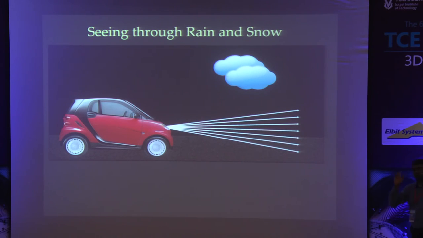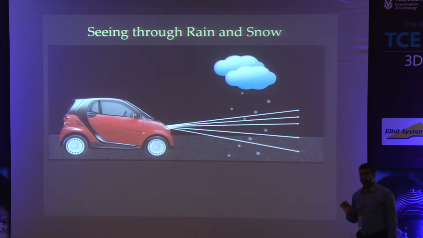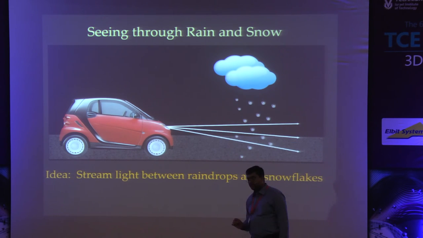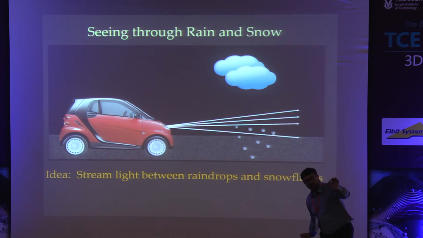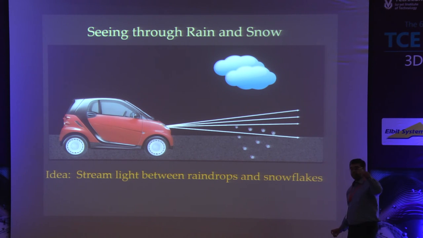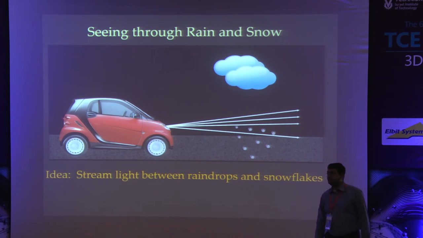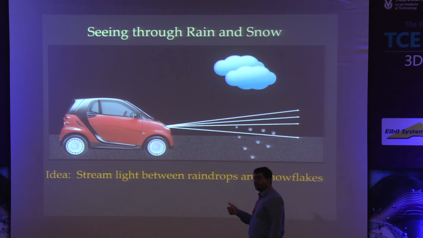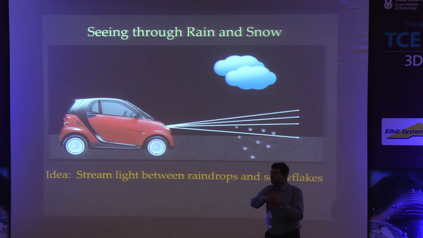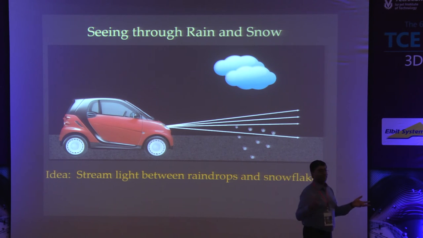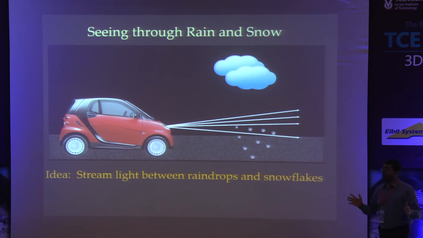Because we have such high resolution and such low latency, we are able to stream light in between the snowflakes. You're able to image the particle and very quickly switch off the light ray to that particle. And because we're doing this at very high speed, you don't have to worry about the prediction problem of where a particular snowflake is going to go. Just a linear prediction solves this issue.